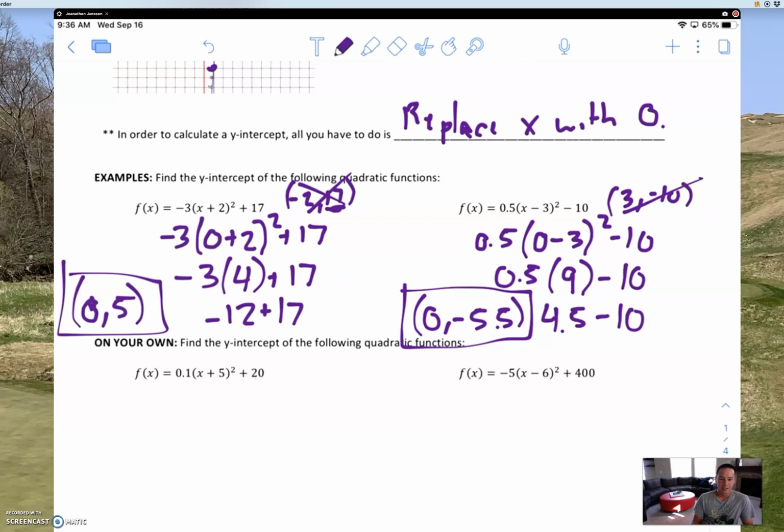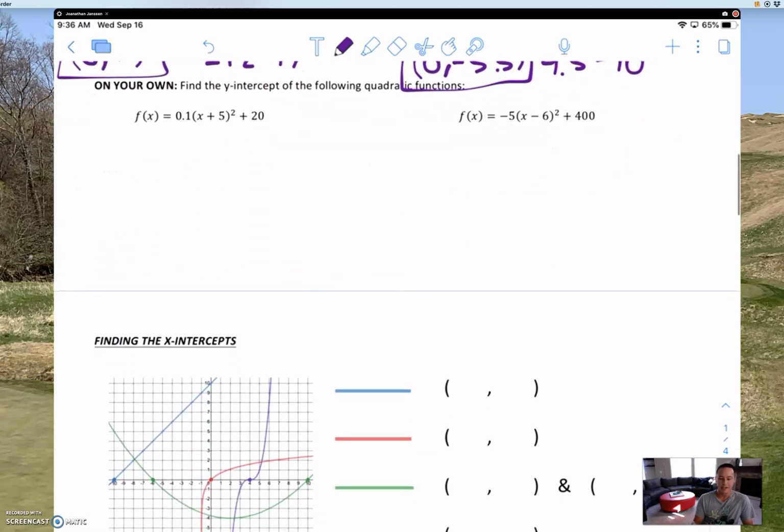In a couple seconds, I'll give you the answers to the next two. All right, hopefully you are back. The answer to the first one should have been (0, 22.5), hopefully. For the next one, if you put in a 0 there, that's going to be 36 times 5. That's negative 180 plus 400, which is 220. So it should be (0, 220). Hopefully I'm right about those. If I'm not, please, please let me know.